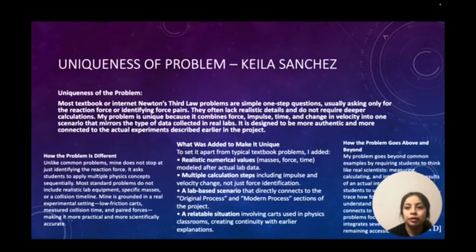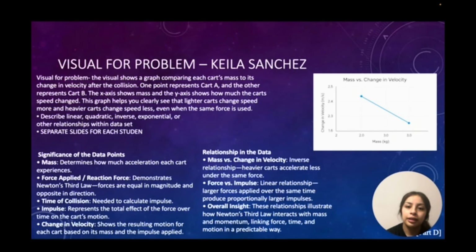This problem is unique because most textbooks or internet examples only give one mass or ask about simple force pairs. Mine goes further by giving two masses, a collision time, and requiring a full momentum check. I added realistic lab values, equal and opposite forces, and an actual experiment step to make it different from basic worksheets. It goes above and beyond because it connects modern lab tools with classical physics. This graph shows how the mass of each cart compares to its change in velocity.